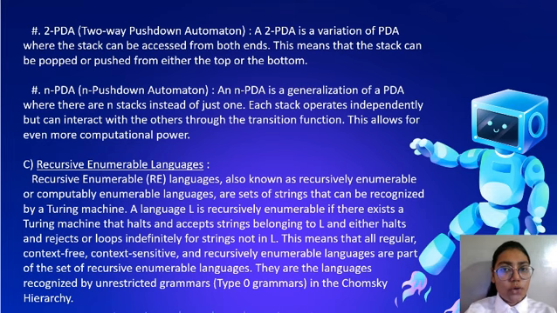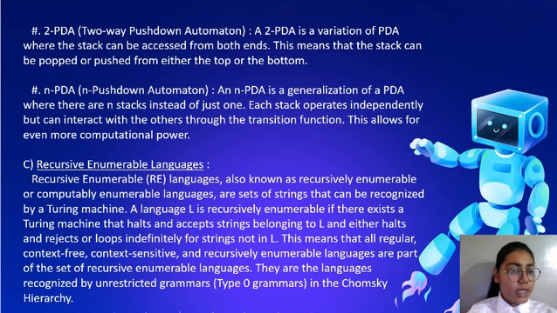2PDA, two-way pushdown automata. A 2PDA is a variation of PDA where the stack can be accessed from both ends. This means that the stack can be popped or pushed from either the top or the bottom. NPDA, N pushdown automata. An NPDA is a generalization of a PDA where there are n stacks instead of just one. Each stack operates independently but can interact with the others through the transition function. This allows for even more computational power.